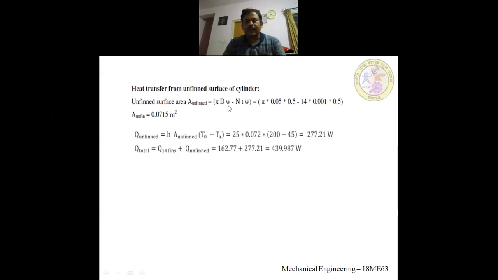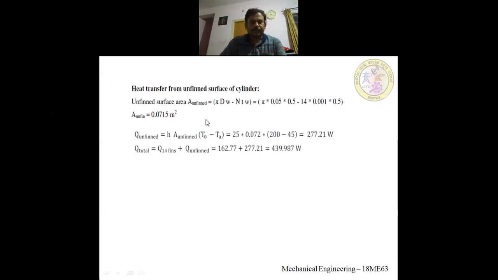Here, instead of pi d L, we use the width of the cylinder. Actually, we have mentioned it as W, otherwise it is the length only that they have told in the problem. Pi d into width, that is the length of the cylinder, 0.5 meters, minus number of fins into cross section area of each fin, that is T into W or W into T. So just substitute, get the value of the area of the unfinned surface. This will be 0.0715 meter square.